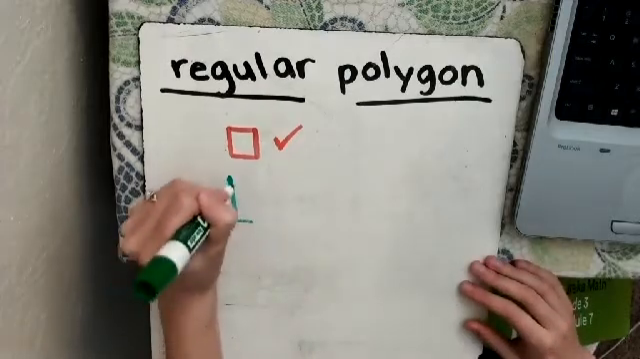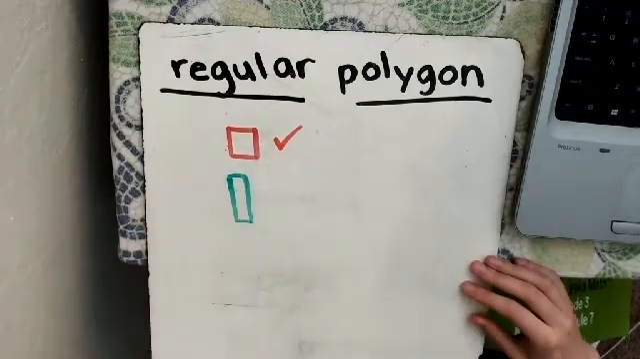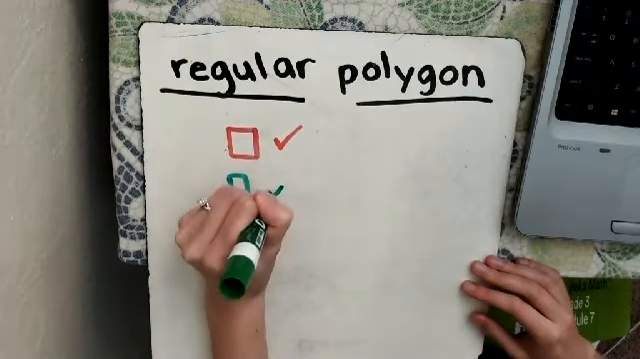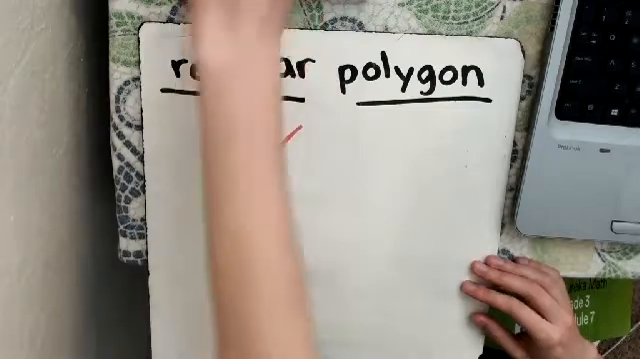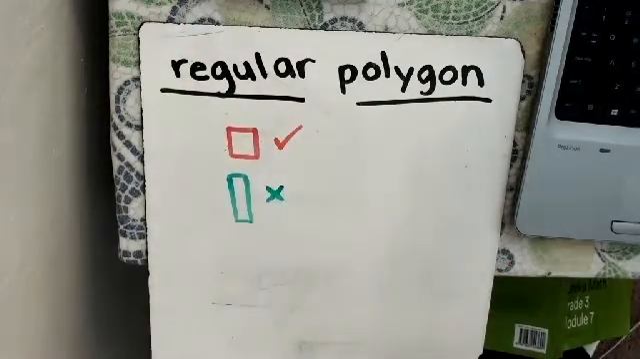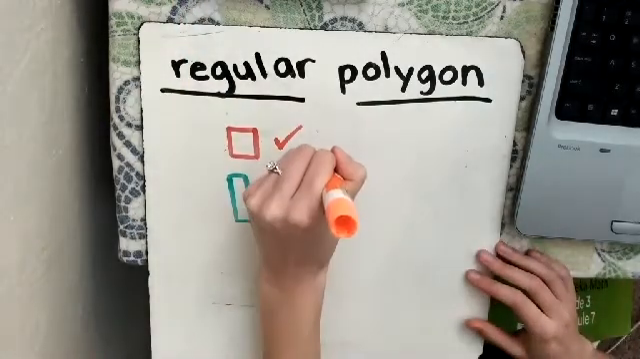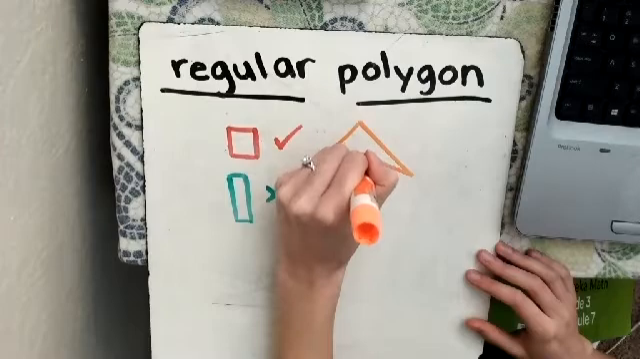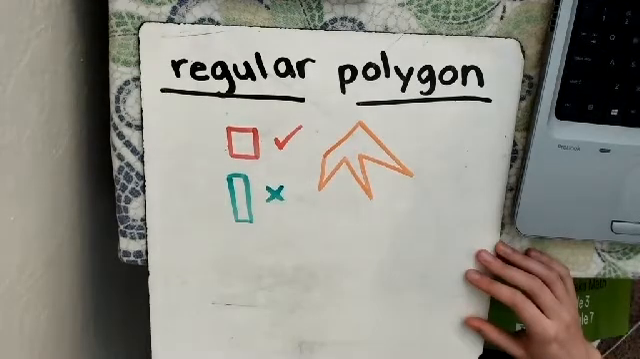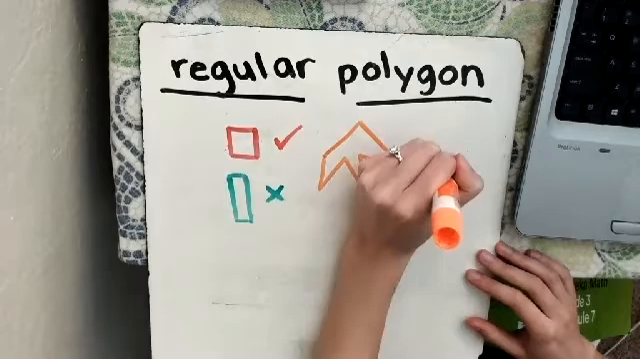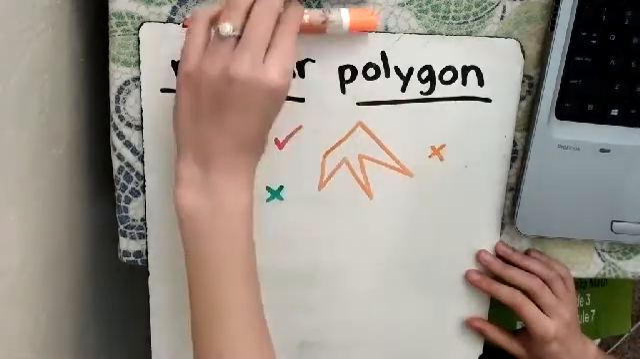Is this a regular polygon? No. There are longer sides and shorter sides. Is this a regular polygon? Absolutely not.